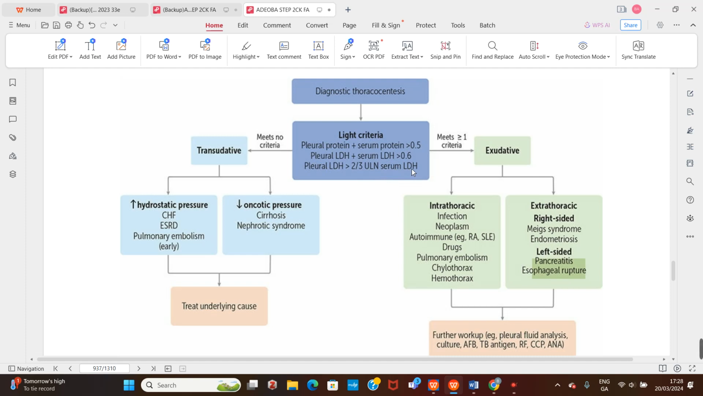So I know we know this algorithm very well. You just need one of these to be met for you to categorize it into exudative. Just need one. So if none of this is met, it is transudative.